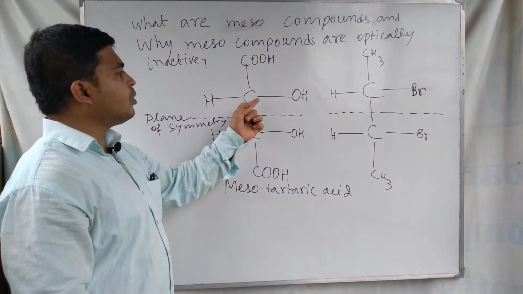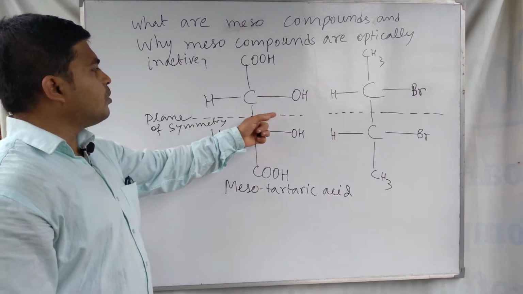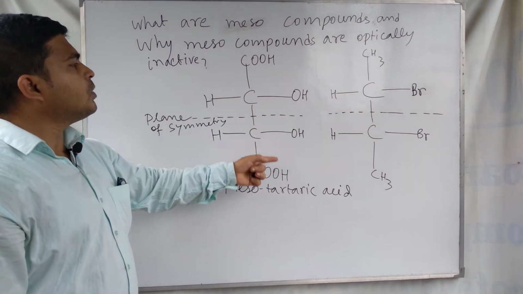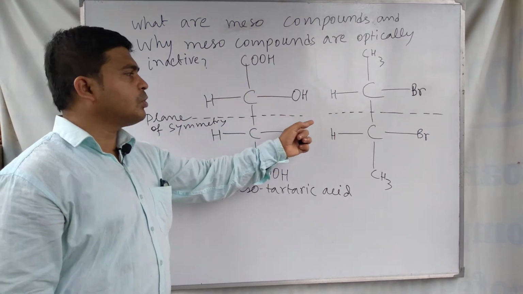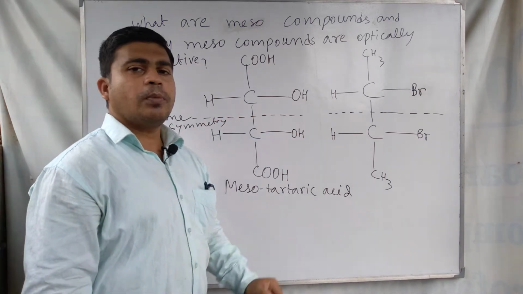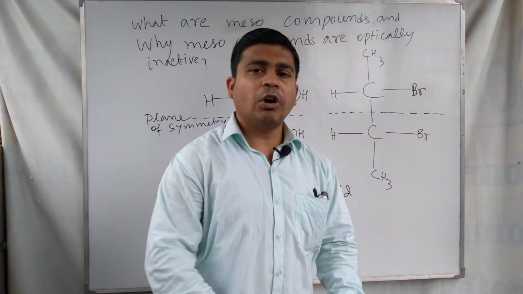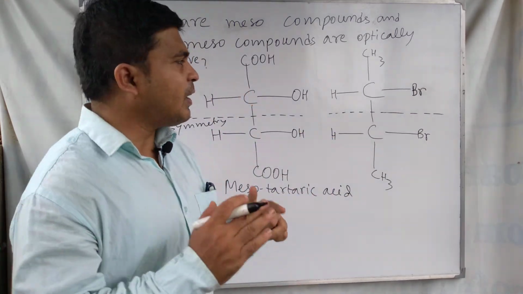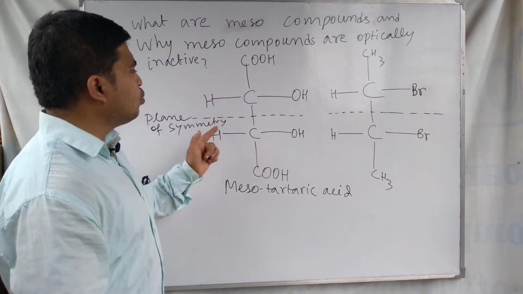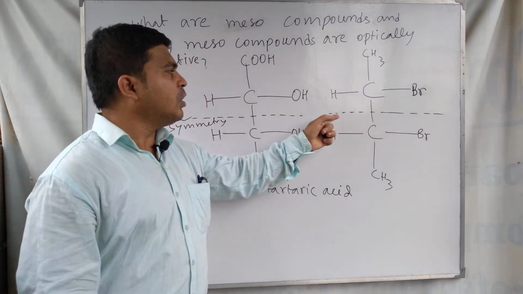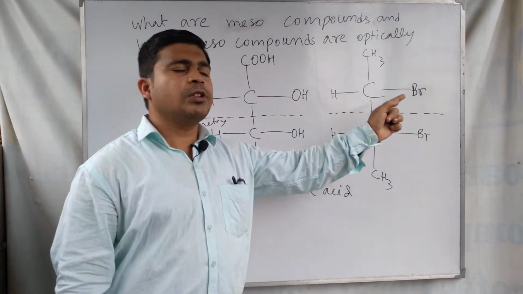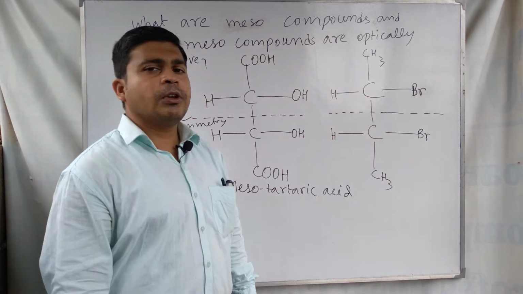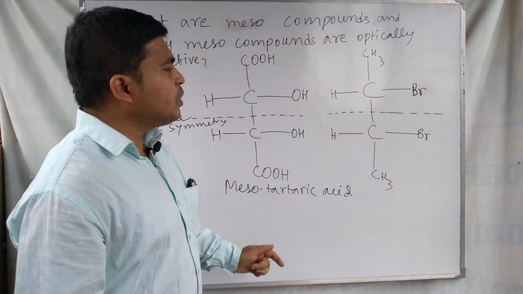In the case of meso-tartaric acid, look at this plane. It divides the molecule into lower part and upper part, and this is called the plane of symmetry. Such organic molecules, where a plane passes through the middle and divides the molecule into lower half and upper half, are called meso compounds.